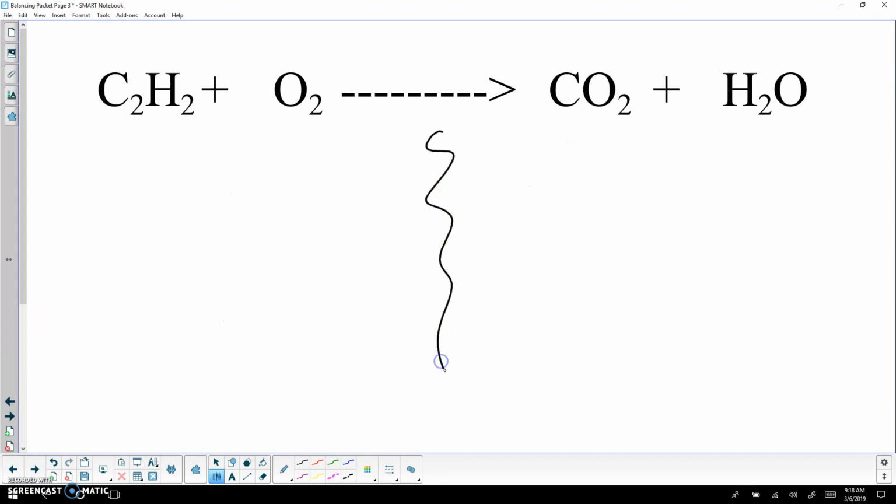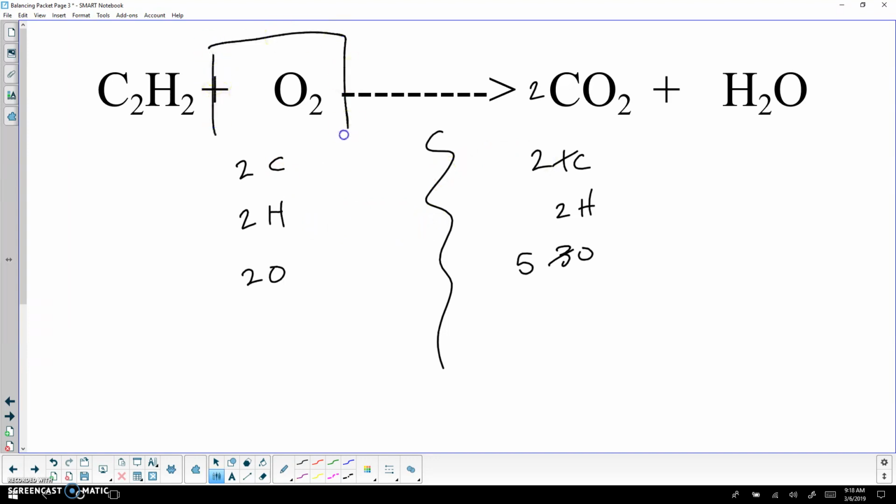Okay, atom inventory. 2 carbons, 2 hydrogen, 2 oxygen. On this side, 1 carbon, 2 hydrogens, and 3 oxygens. Okay, so I would start by probably putting a 2 here for the carbon. This turns into 2. Oxygen, 2 times 2 is 4, plus that guy turns into 5. This is one of those cases where you look at this, okay, so carbon is good, hydrogen is good, the oxygen isn't. So the key is going to be this guy, because this is an oxygen that I can manipulate, and it's not going to affect the other elements present.